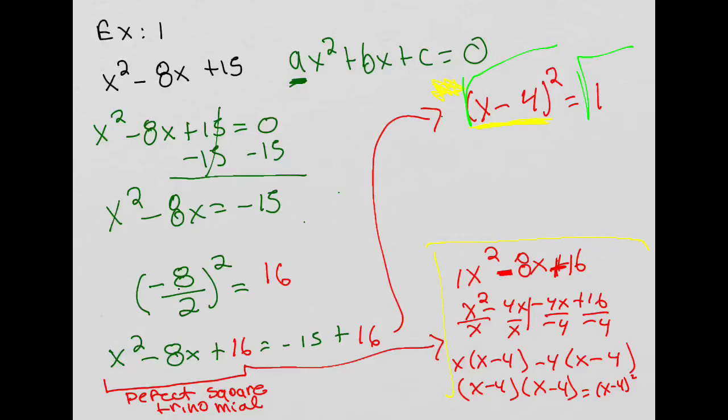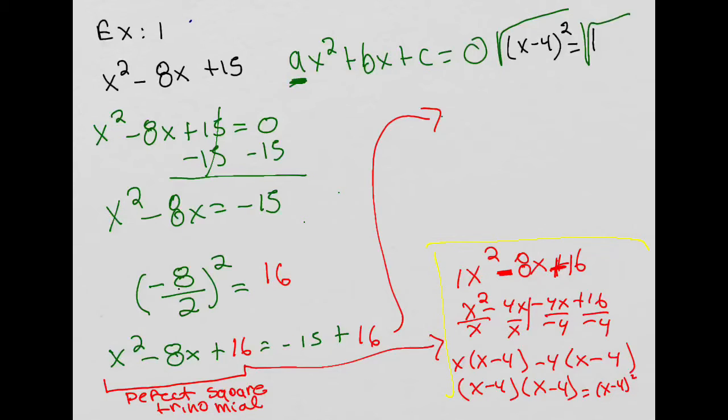Oh, this yellow is not ideal. Let's go ahead and rewrite that. I need a little bit more space. So what I have now is (x minus 4) squared equals 1, right? Now I need to cancel the square, so I'm going to square root both sides. So I'm left with x minus 4 equals plus or minus 1.